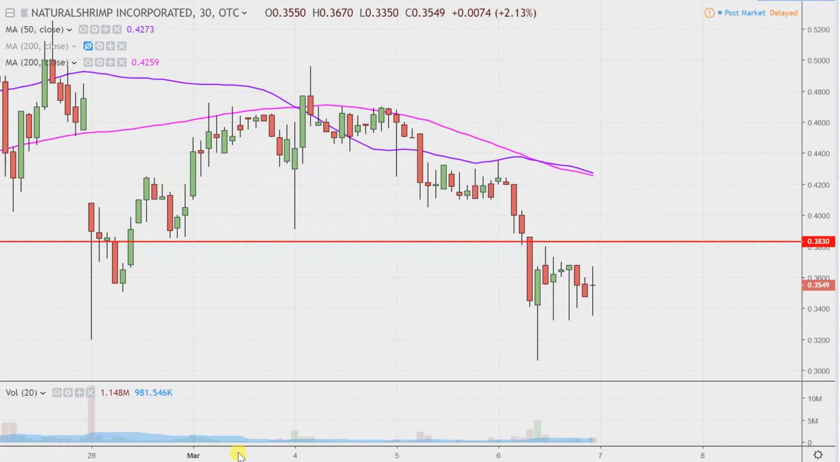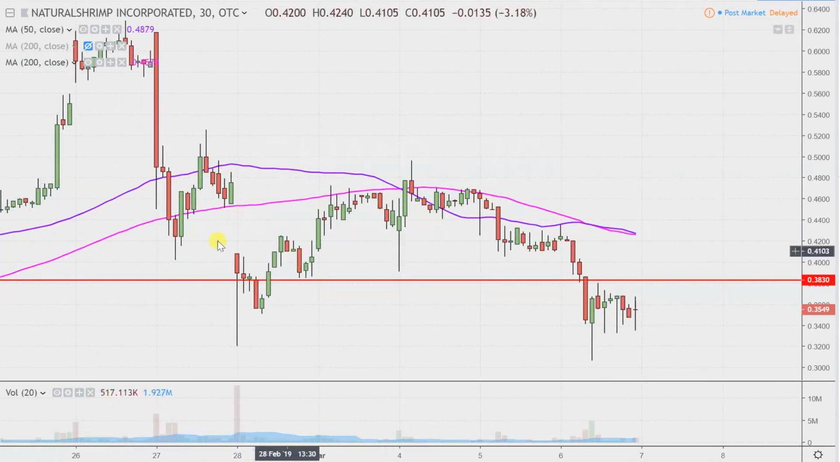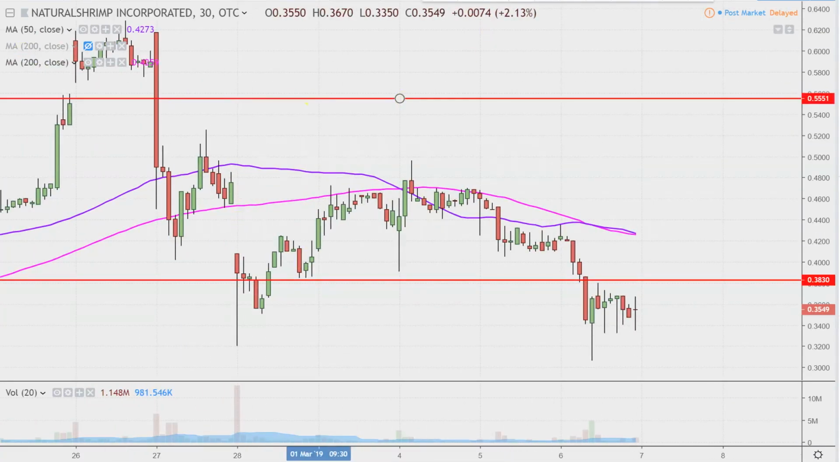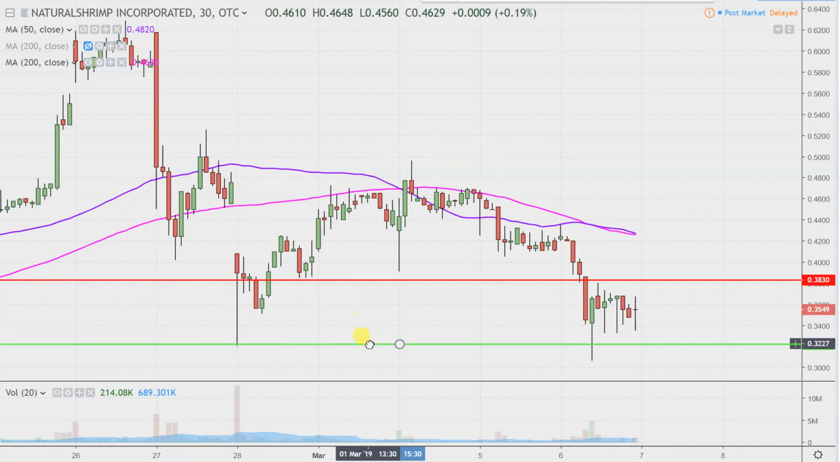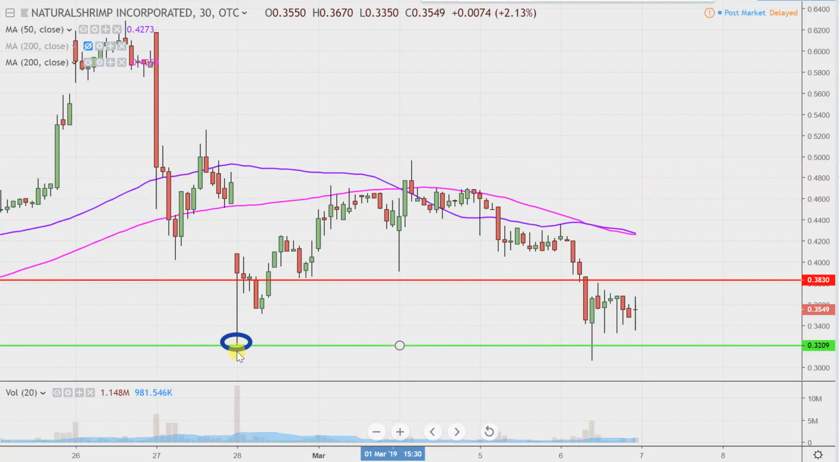What about areas of support now? I mean, where are some potential areas that you want to see the buyers continue to show up at? And the main one going forward is going to be right down here at that level, which it also bounced off today at 32 cents. Going back through the history of things, you can see that that is right where the price bounced off of during that crazy gap down day. And then fast forward to today, yeah, the price temporarily got below it, but that didn't last very long, and the price snapped back above it. So 32 cents, that next key level of support going forward.